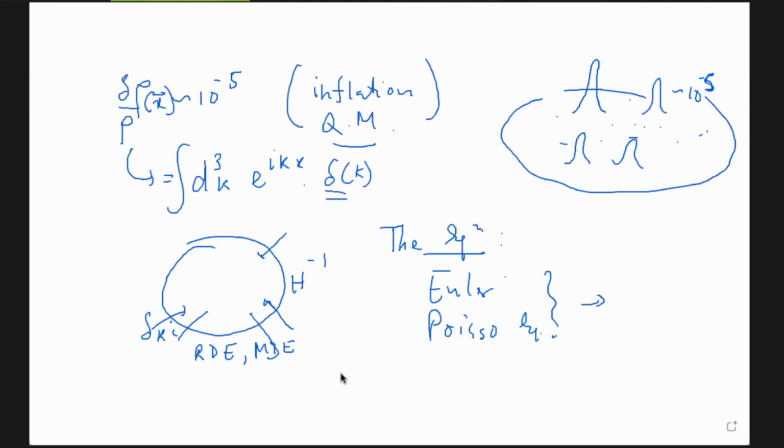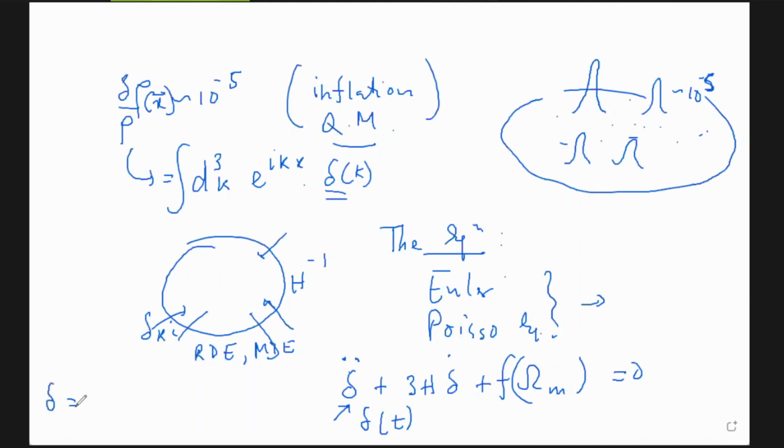What does it do? It basically gives you an equation of delta double dot plus something. It is not exactly what I am writing, plus some function of omega matter enters. So it tells you how delta grows, delta as a function of time. So delta means basically delta rho by rho. In my new definition, delta means delta rho by rho.